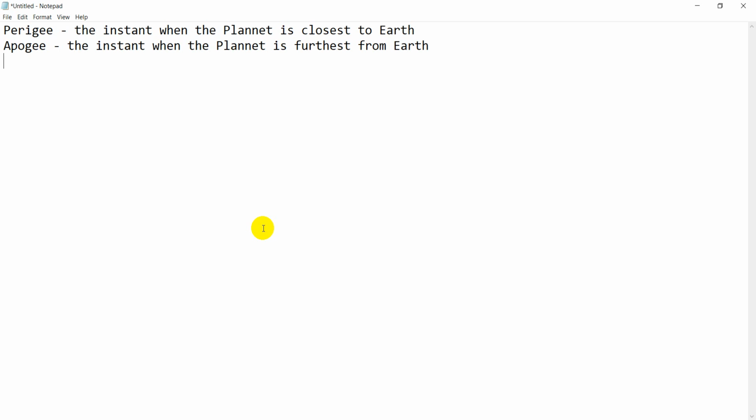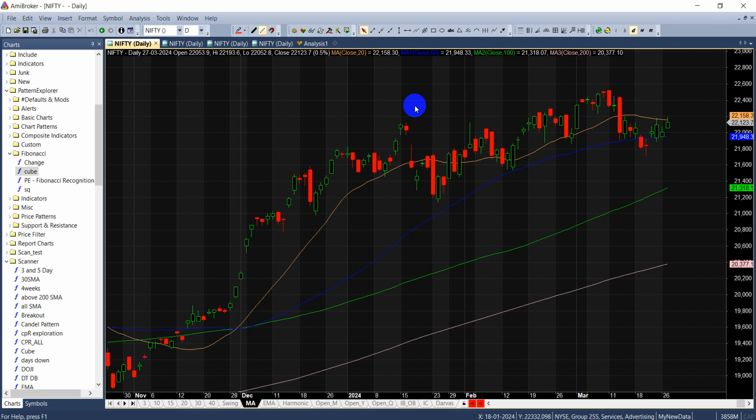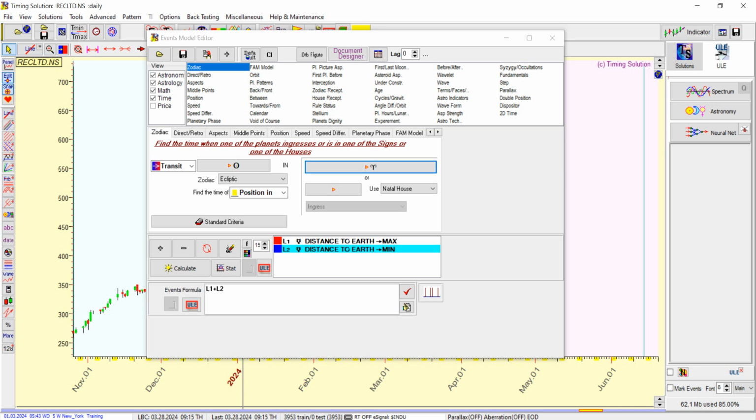So let's go ahead and backtest this study. To backtest it, we use a software called Timing Solution, available on the timingsolution.com website. You can take a 14 day trial to see whether you're comfortable with it or not. Apart from that, if you Google apogee of Earth and so on, you will get different dates of the planets.